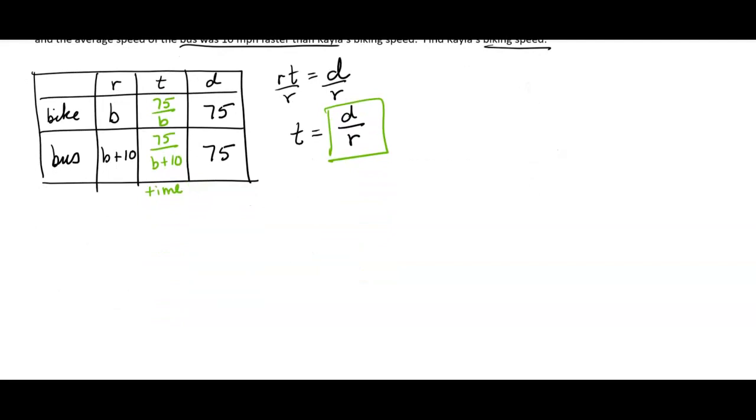Now, we've got Kayla going home. So she's biking by bike. And it takes her 75 divided by b. That's how long it takes her to get home on her bike. And then we have going back to college by the bus. And we know it takes her 75 divided by b plus 10. That's how long it takes her to go by the bus.